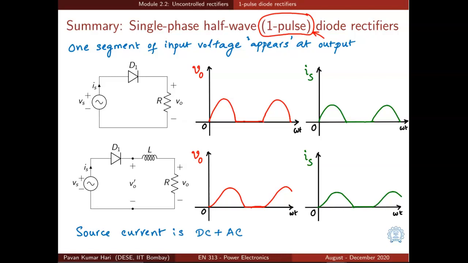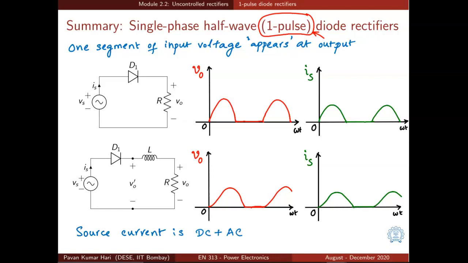So in the first circuit, the output voltage is as shown. It is either sinusoidal variation or 0, and the source current will also be similar to that. And when we have an L filter and R load, the output voltage will have sinusoidal plus exponential kind of variation for some interval, and then output voltage will be 0 for some interval. The source current will also have a similar waveform in that case.